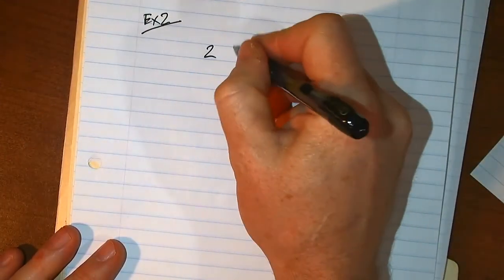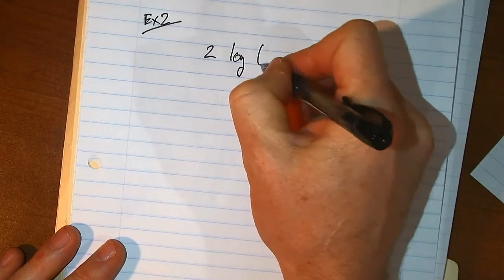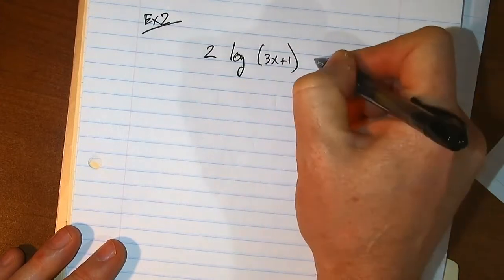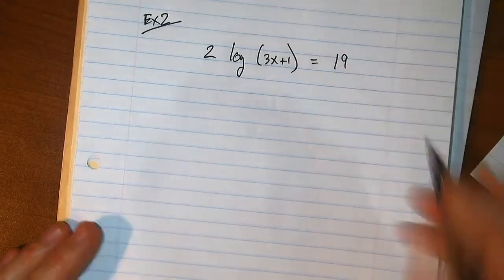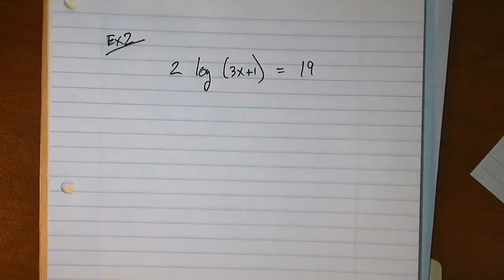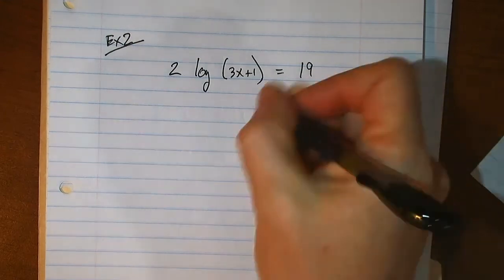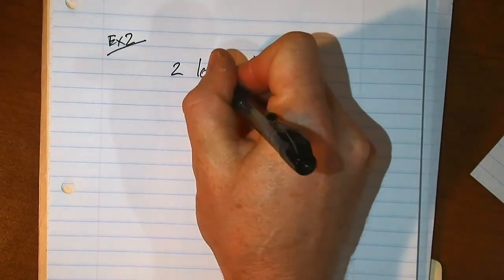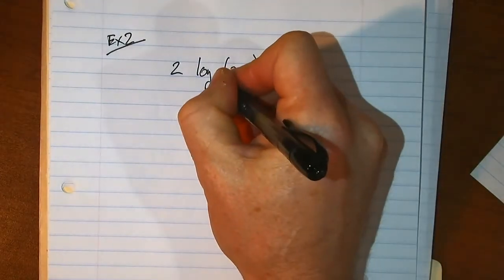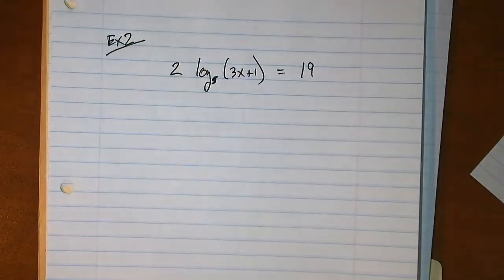Let's take a look at one that has a logarithm equation. So example number 2, right? So for this, we're going to solve 2 times the log of 3x plus 1 equals 19. Okay, I'm sorry, I did copy that down wrong. My apologies. It's not log, it's log base 5. Log base 5 of 3x plus 1 equals 19. There we go.